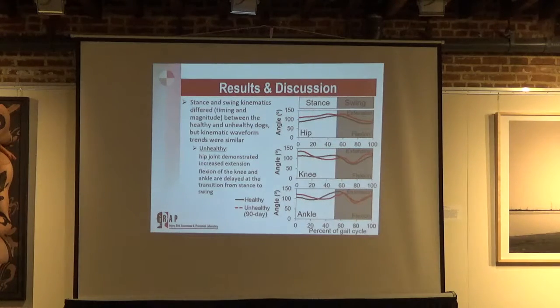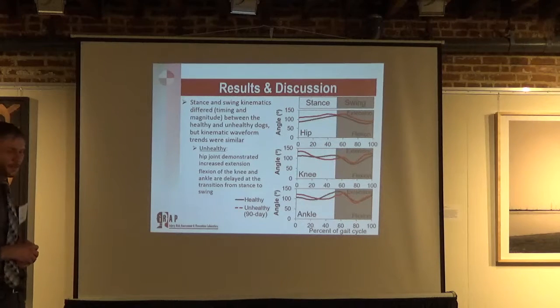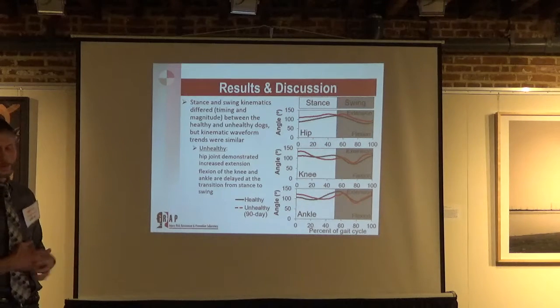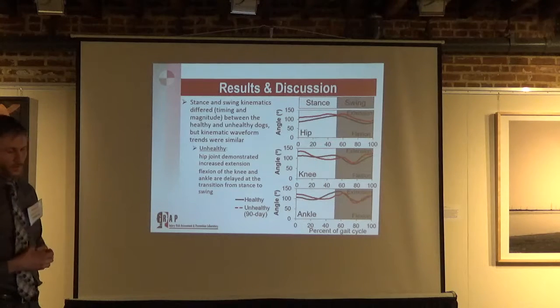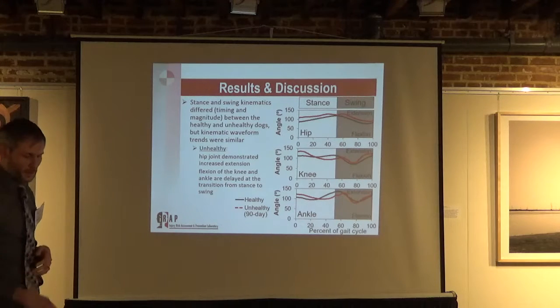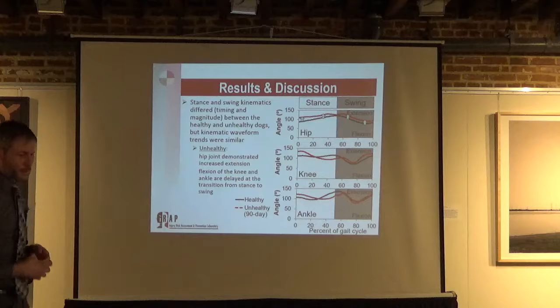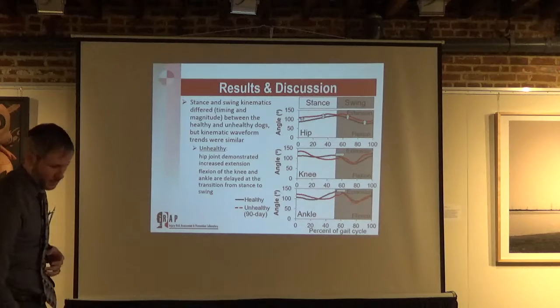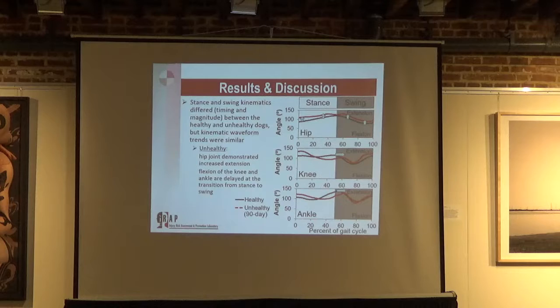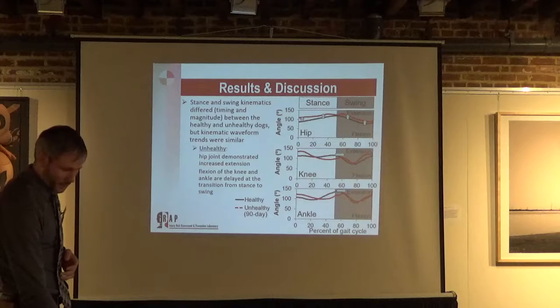So looking at some results and discussion here. First off, the kinematics. Stance and swing kinematics differed in terms of timing and magnitude, but between the healthy and unhealthy dogs, the overall waveforms and trends were similar. Some other things we can note are that in the unhealthy dog, the hip joint demonstrated some increased extension, and the other item is that flexion of the knee and ankle are delayed at the transition from stance to swing. So we see a slight offset there.